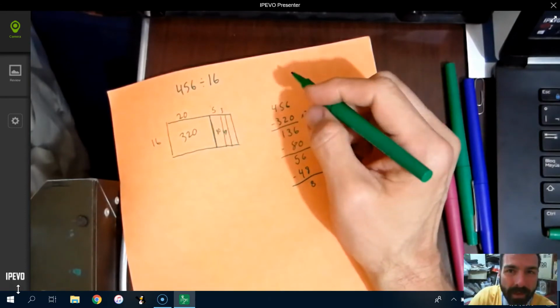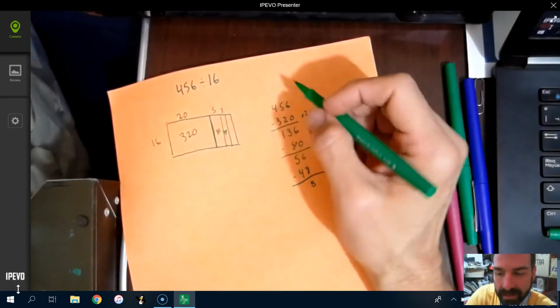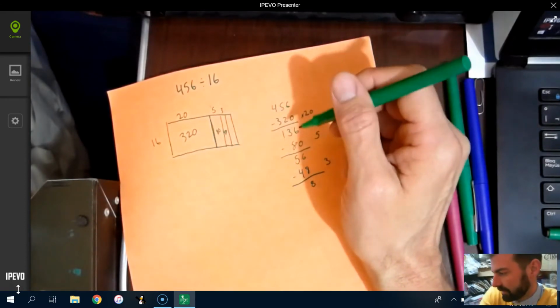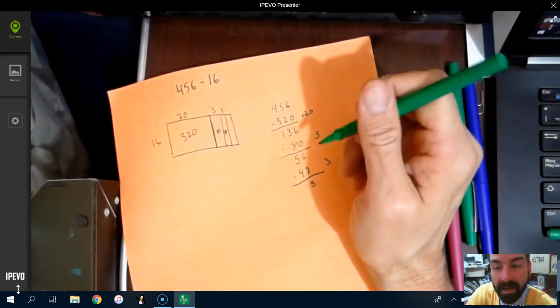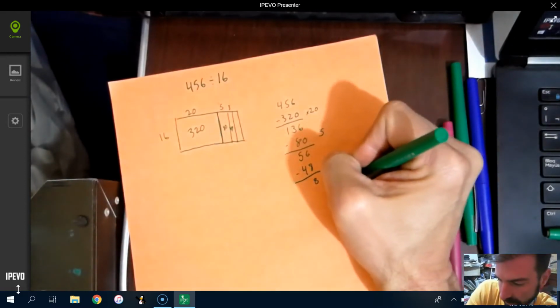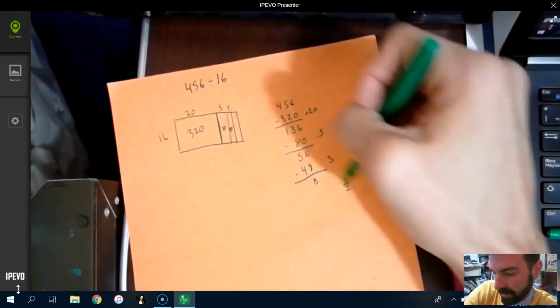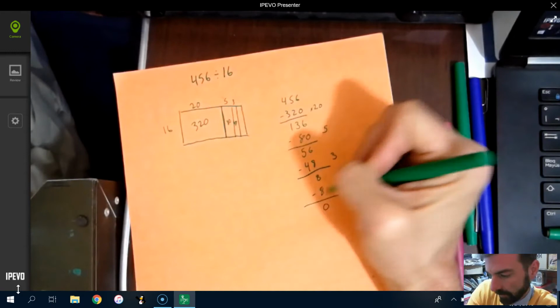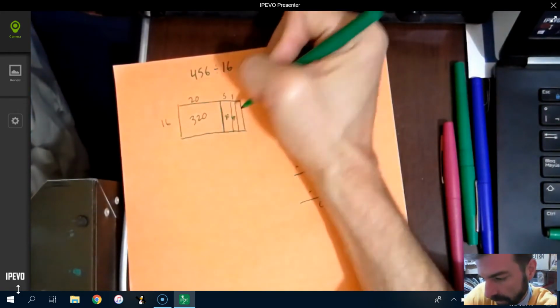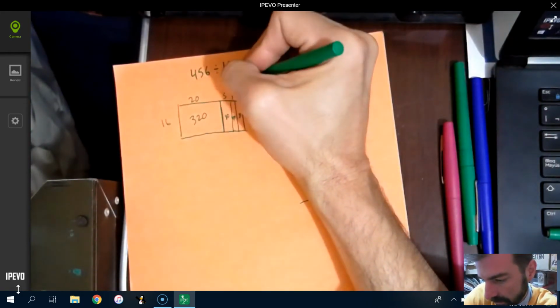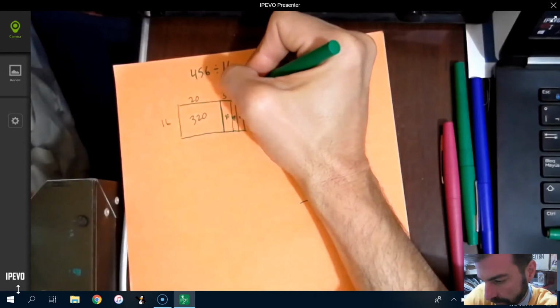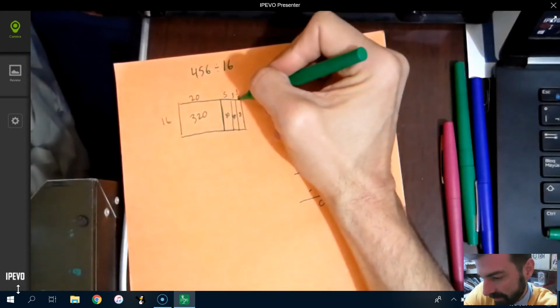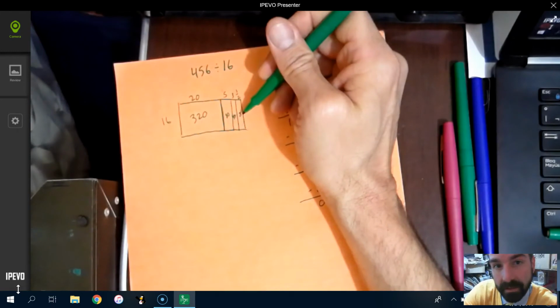What can I multiply by 16 to get 8? Oh, 8 is half. 8 is half. So if I take 16 times 1/2, I'm going to get 8. And now I'll be left with 0. So I have one last piece here. It's 8. And I'm going to multiply by half. So this is half by 16 equals 8.